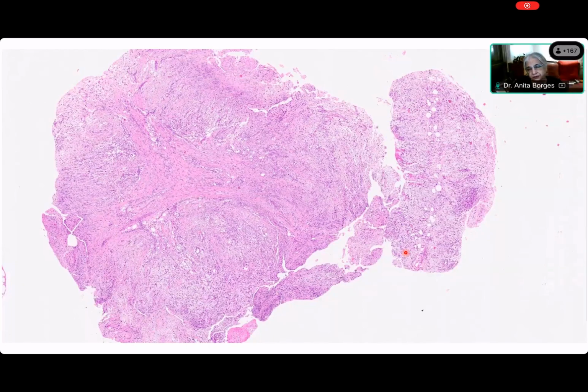Yeah, tell me. What does the section show? What do you want to say at low power? Just your general impression at low power. What do you see? Ma'am, nodules separated by a cellular lesion. Yes, so you have nodules. Very good. Excellent.